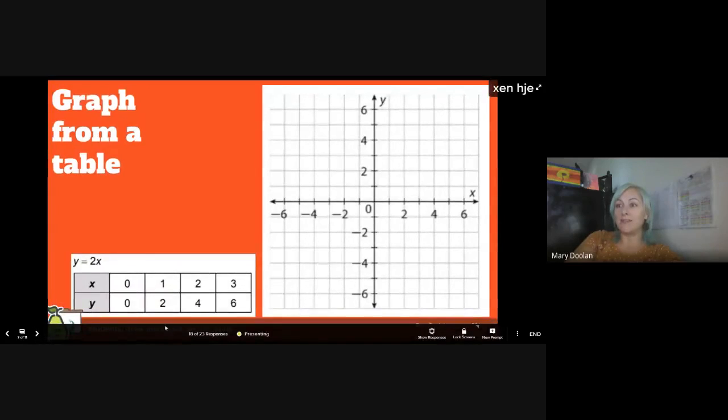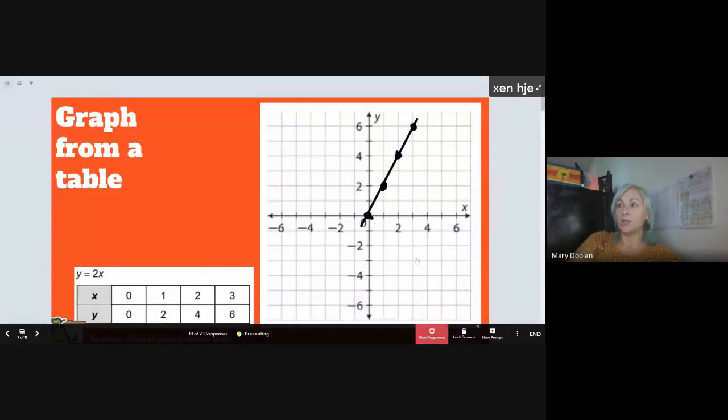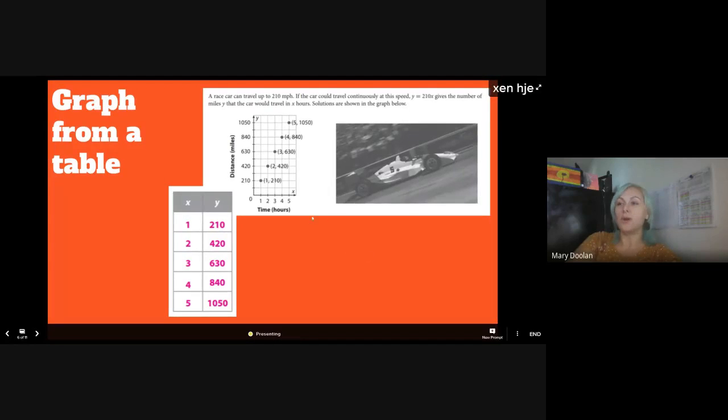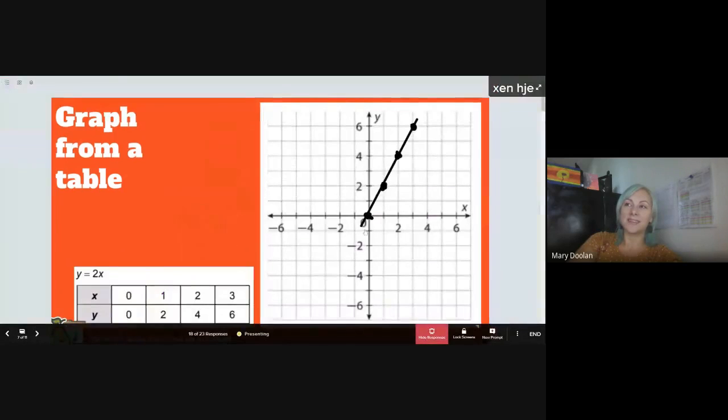For number 7, we take a look at some of your responses. Here's a good one. We have the 4 ordered pairs, and then they drew a line through the points. Now, the line is correct. If you didn't put the line, I didn't mark you wrong, though. So from this example, because this is a table of ordered pairs and they're plotted without a line, if you didn't connect the line, it's okay.